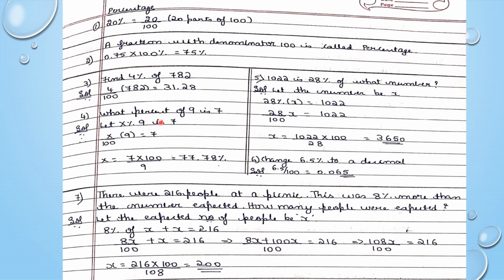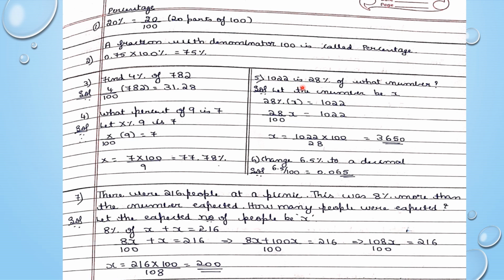Next one: what percentage of 9 is 7? If you don't have an exact number, that number is taken as x. So x by 100 into the number, which is 9, is equal to 7. So 9x by 100 is equal to 7. Further, cross multiplication has to be done: x is 7 into 100 divided by 9. So you will get the percentage of 77.78%. Next problem.